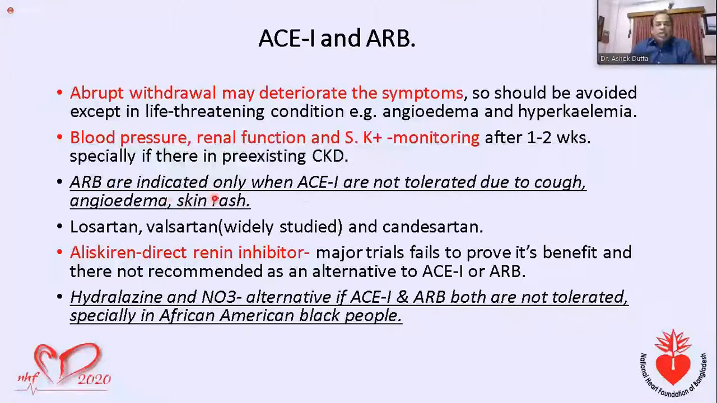ARB is indicated only when ACE inhibitor is not tolerated due to cough, angioedema, or skin rash. Valsartan is the most widely studied ARB. Aliskiren is a direct renin inhibitor. There is no evidence that proves the benefit, so it is not recommended. Hydralazine and nitrate are especially useful for African American black people.